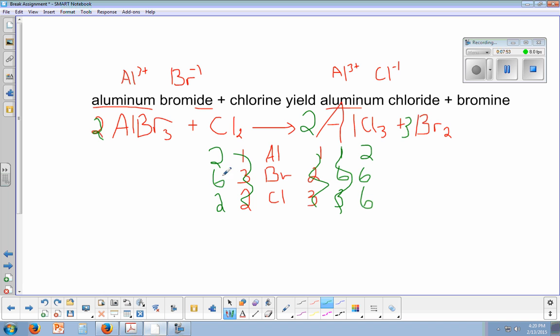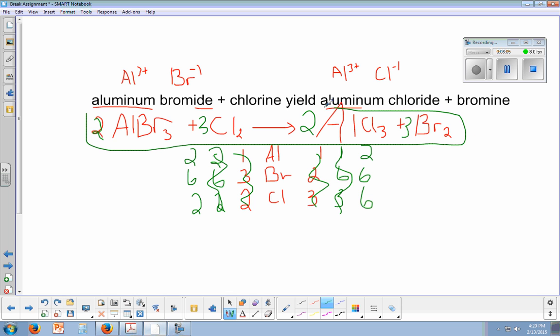I'd have to multiply 2, this subscript, by something, which would be a 3, to give me 6. So I put a 3 here. And I cross this out, and I have 2, 6, 2. So this would be my full and complete answer. So 2 AlBr3 plus 3 Cl2 yields 2 AlCl3 plus 3 Br2. So this is completely balanced using the smallest whole numbers. So 2, 3, 2, 3 cannot be simplified anymore.